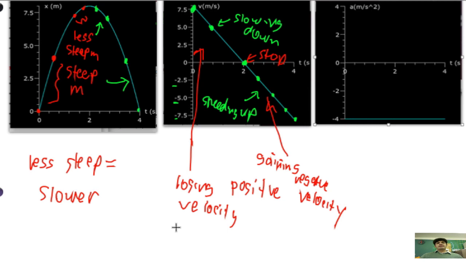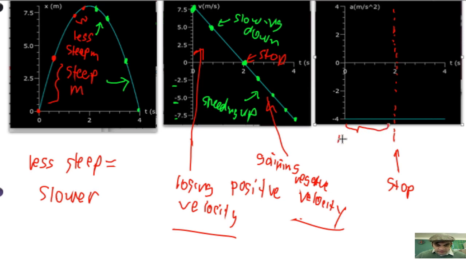Now, based on this and this, we're finally ready to understand what's happening. So I'm going to match this graph to this acceleration graph to show you. Right here where I'm drawing this dotted line, this is where we stop. Now let's be clear. From here to here, we said that we are losing positive velocity. And from here to here, we said that we're gaining negative velocity.